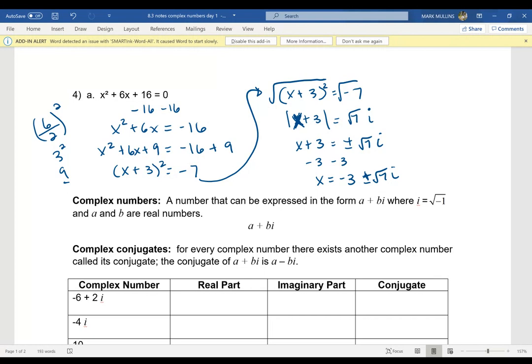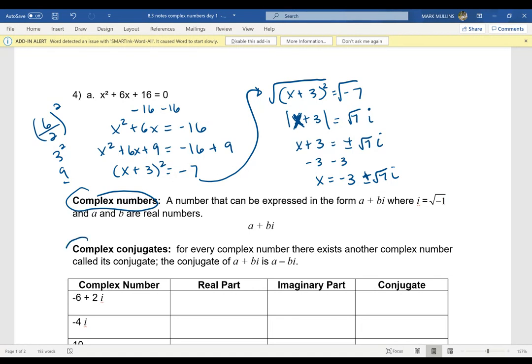So next, just a little bit about vocab, and we'll review this again tomorrow. A number can be expressed in the form a plus bi, where i is the square root of negative 1 and a and b are real numbers, and that is a complex number. So complex numbers have a real part and an imaginary part. My real part is a, my imaginary part is bi.